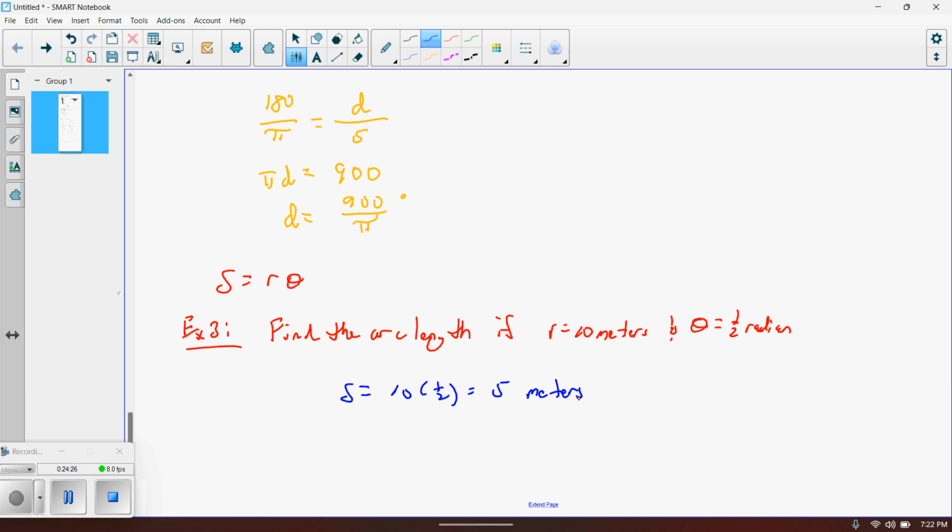And then likewise, you could solve for theta if you're given other information. You could solve for r if you're given other information. I think this is pretty straightforward. This should not be a very difficult concept for you.